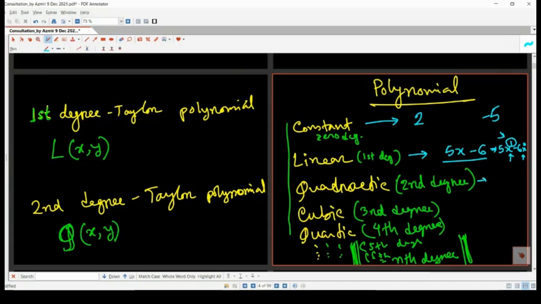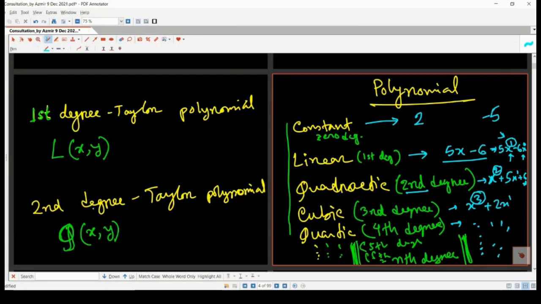Similarly, quadratic will be x squared plus 5x plus 6. Here x to the power 1, x to the power 2, and for 6 it will be x to the power 0. So the highest power is 2. That's why we can say second degree polynomial or quadratic. Similarly, we can think about x cubed plus 2x. Here x to the power 1, x to the power 3, the highest power is 3. That's why it is a third degree polynomial. Similarly, we can think about all the polynomials.